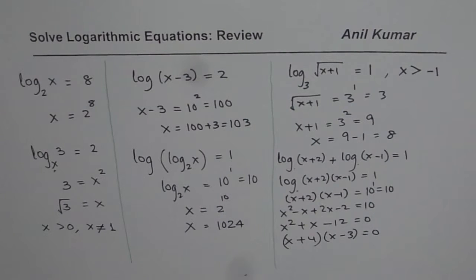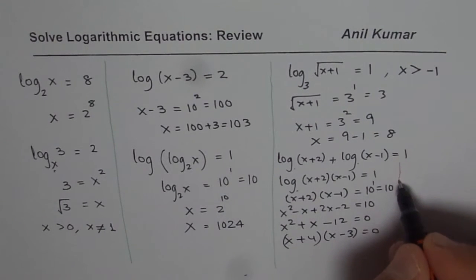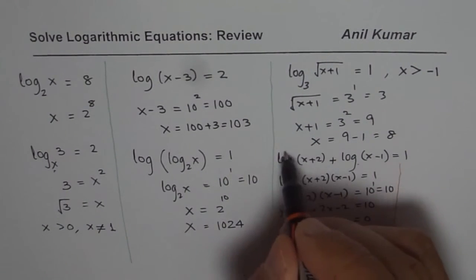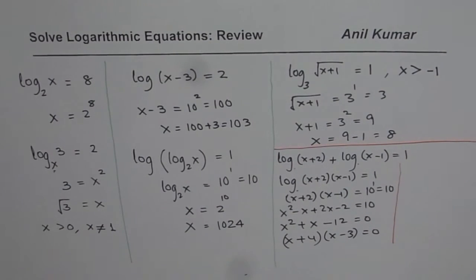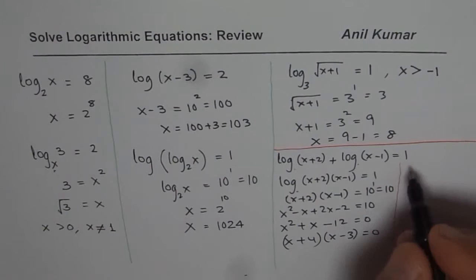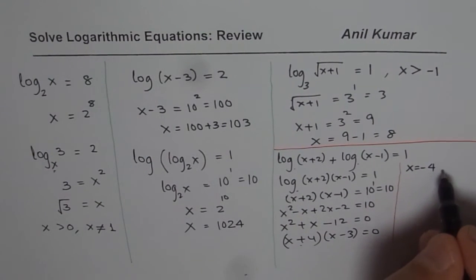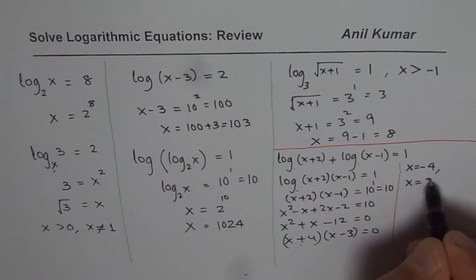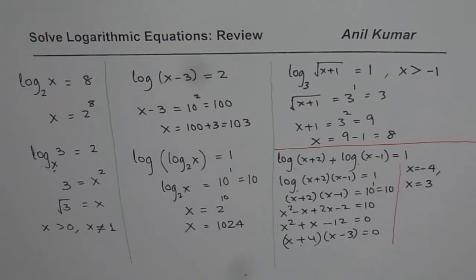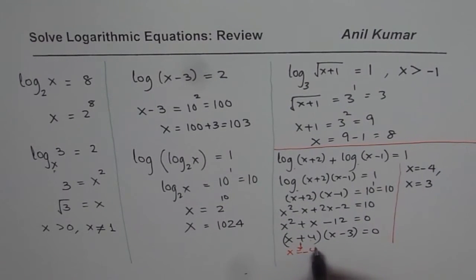Now this equation gives us two possible solutions. I am saying possible solutions because both may not be correct. First one is x equals minus 4. That will give us this 0. The other one is x equals 3, correct? So these are the two solutions. So here, when will it be 0? At x equals minus 4. This will be 0 at x equals 3.